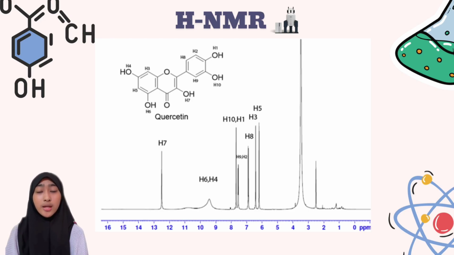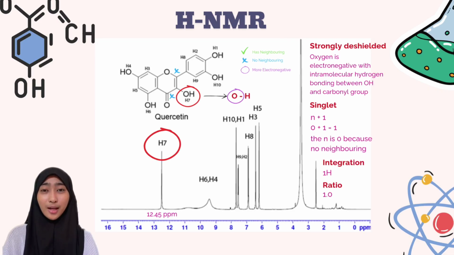In the spectrum, the x-axis represents the chemical shift measured in parts per million or ppm. A higher chemical shift means the proton is more de-shielded, usually because it is close to electronegative atoms such as oxygen or involved in hydrogen bonding. A lower chemical shift indicates the proton is more shielded by surrounding electrons. Now, let's discuss the peaks observed in quercetin.